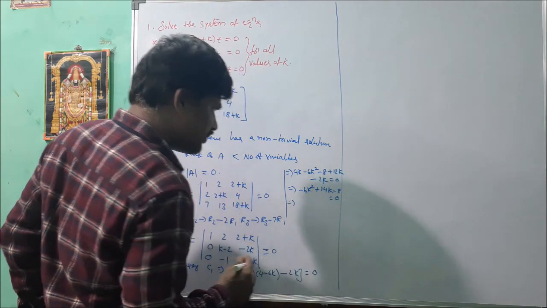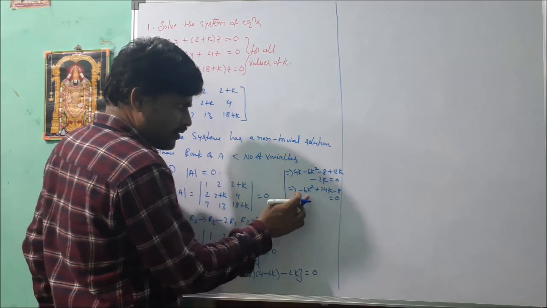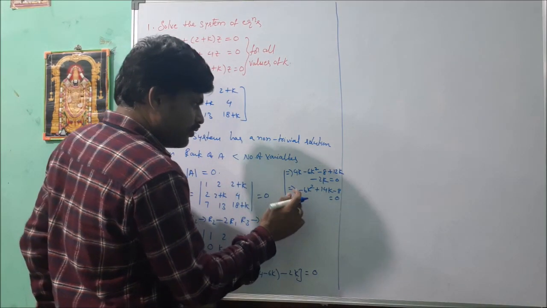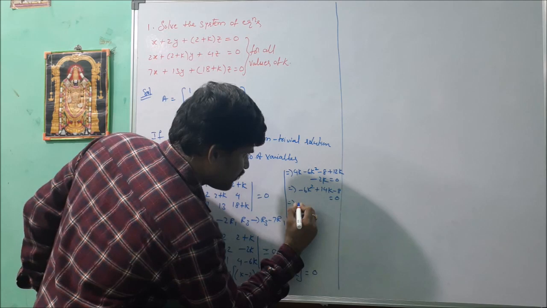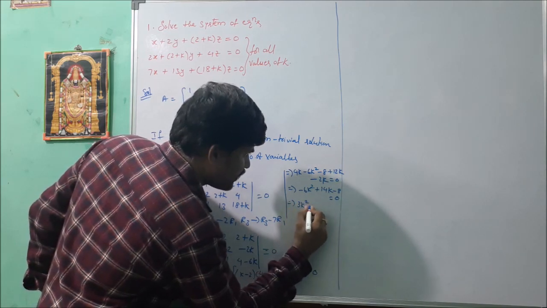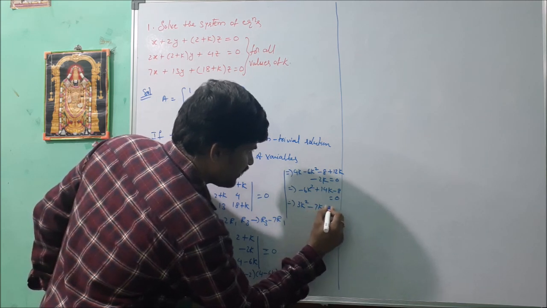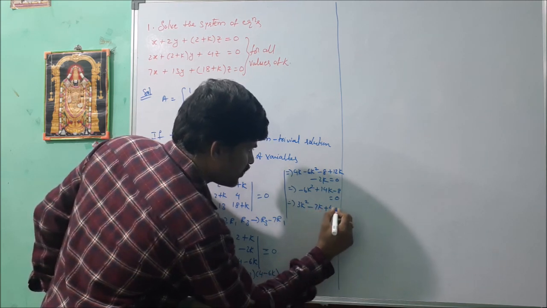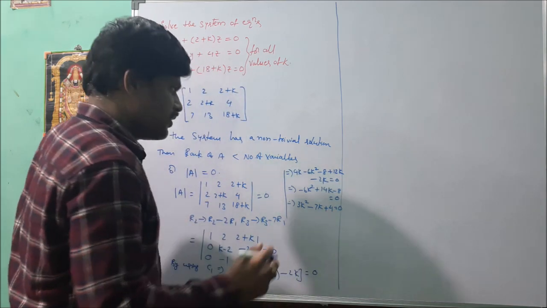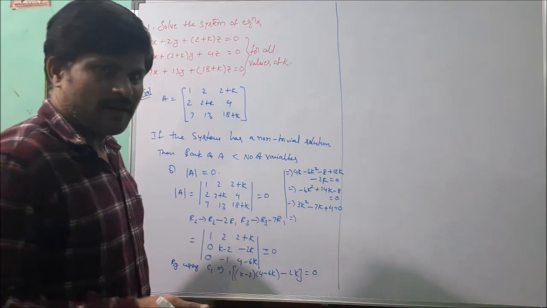Dividing by minus 2, we get 3k square minus 7k plus 4 equals 0. Now this equation can be written in factorized form.